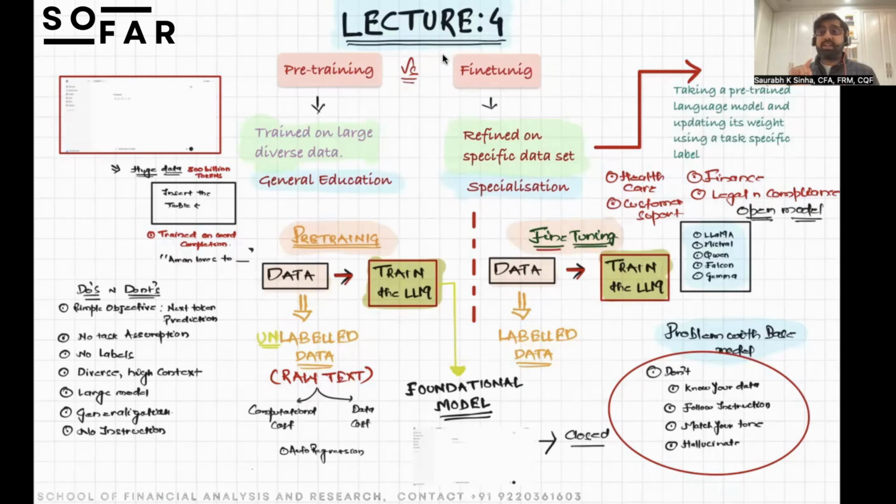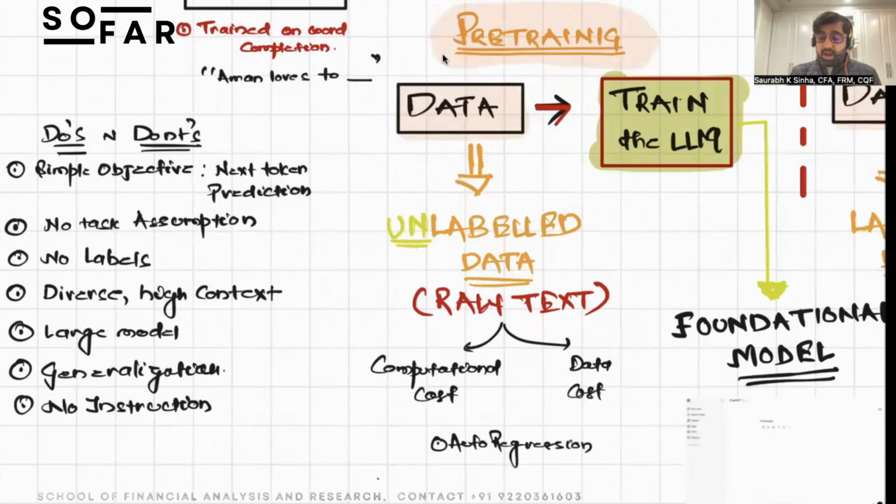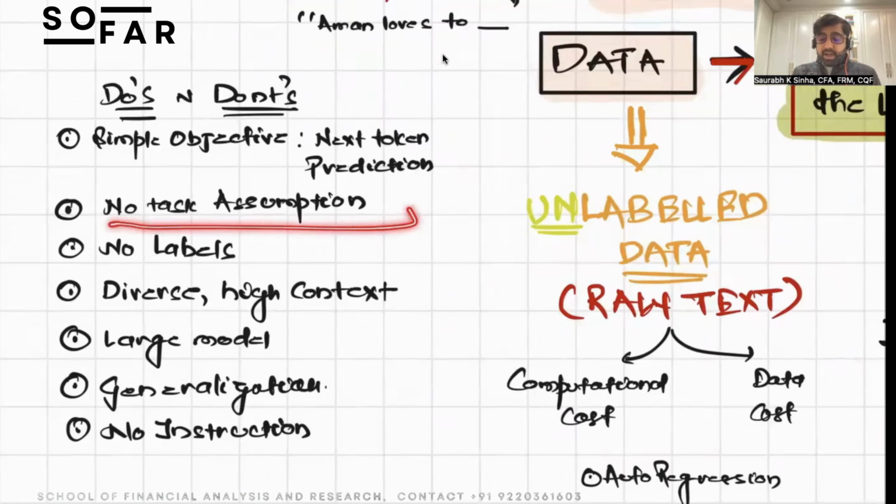Now, this data set should not be labeled. First of all, most important, it should be unlabeled data. In the language of large language models, we say it should be raw text. It should not be labeled. You do not provide any information about the text. And most importantly, it should not have any task assumption. You won't force the model to do anything. Nothing.